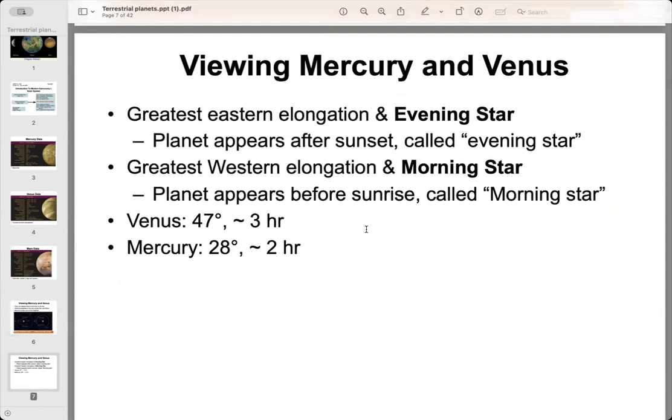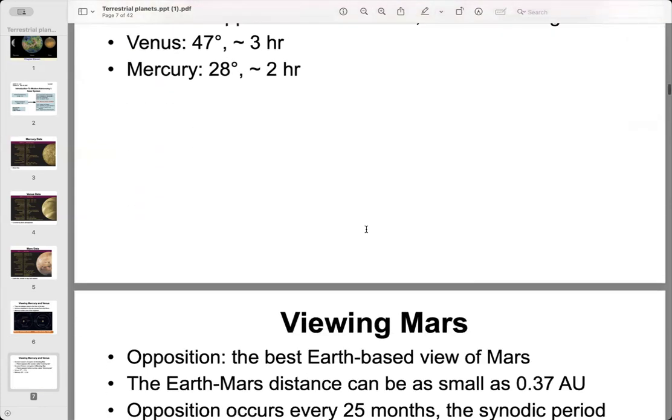The greatest eastern elongation of Venus is 47 degrees. So the longest it could appear in the sky before sunrise could be up to 3 hours, and for Mercury, it's 2 hours.